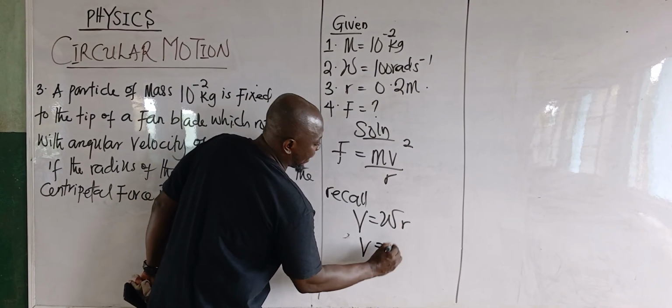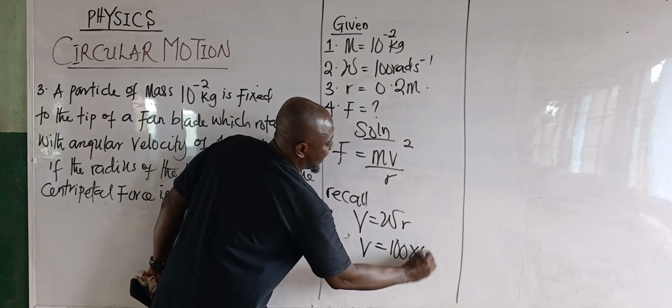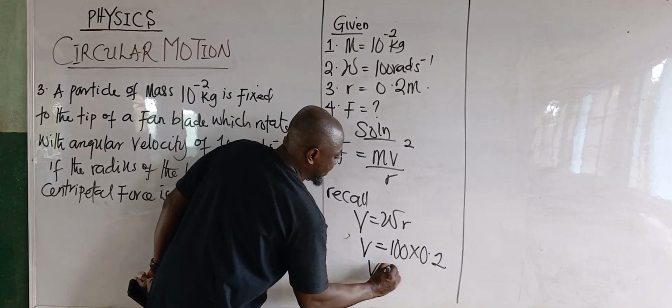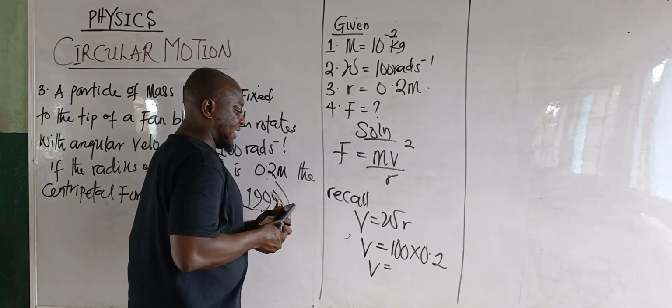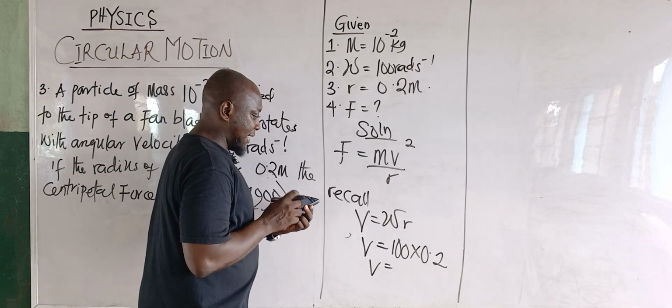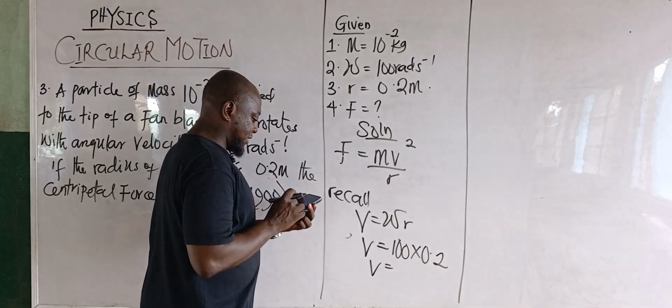What is my omega? It is 100 times my 0.2 here. So here should give us 20, if I'm not mistaken.